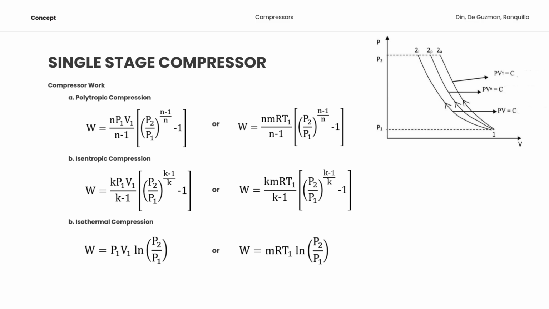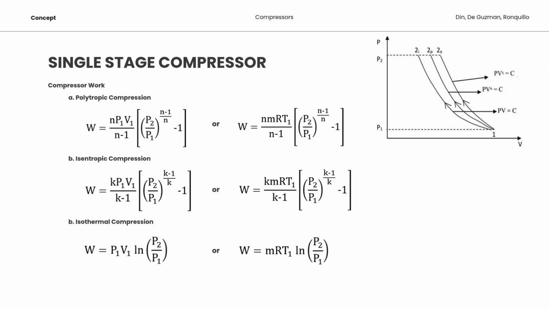Also, the work done during the polytropic process is given as work is equal to n P1 V1 over n minus 1 multiplied by P2 over P1 raised to n minus 1 over n, minus 1, or work is equal to n MRT1 over n minus 1 multiplied by P2 over P1 raised to n minus 1 over n, minus 1.